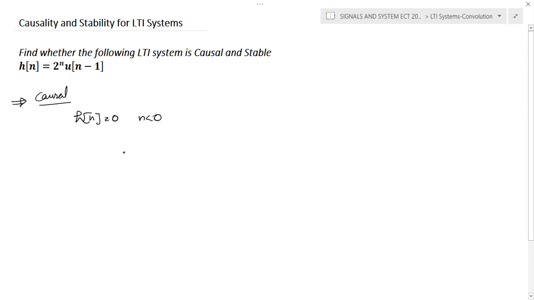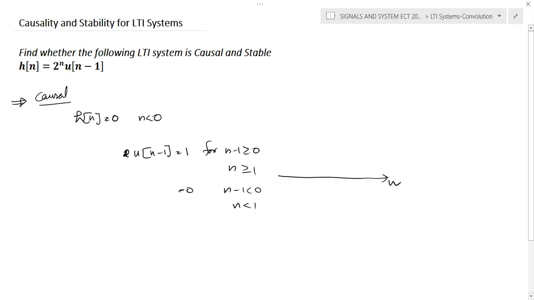And we know the signal contains two parts, 2 raised to n into u of n minus 1. So if you write the definition of u of n minus 1, it is equal to 1 for n minus 1 greater than or equal to 0, or n greater than or equal to 1, and 0 for n minus 1 less than 0 or n less than 1. And if you draw the waveform, it will be like this. For n is equal to 0, this is n is equal to 1, n is equal to minus 1, 2, minus 2, etc. And if n is greater than or equal to 1, this is a point 1, equal to 1, and greater means towards right.